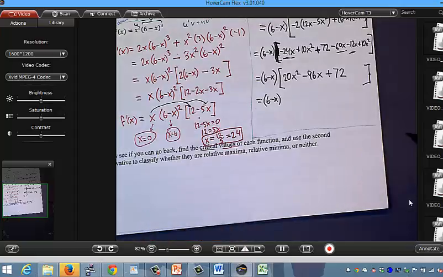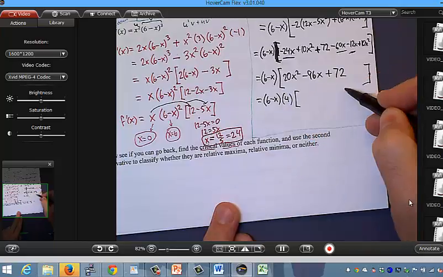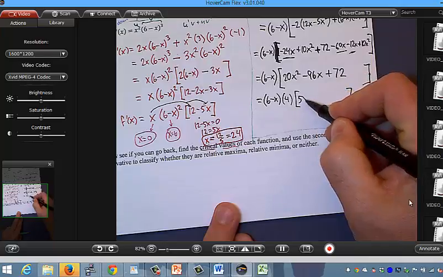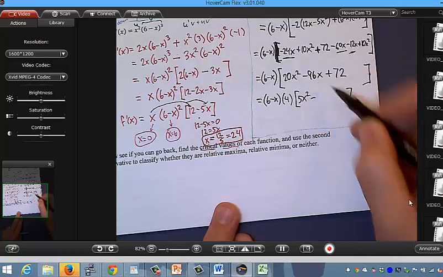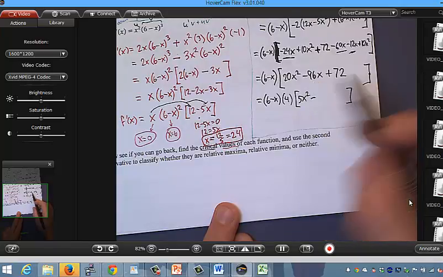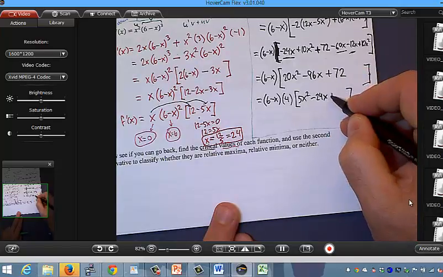Hey, let me do this, guys. I want to factor that big thing in the brackets. Is there a common factor I can pull out to make it easier? I think 4 goes into each one of them, right? So let me do that. So we have 5x squared minus, now the only way I know this one is because I know 25 times 4 is 100. So this is 24x right here. And then when I take a 4 out of there, I get 18.